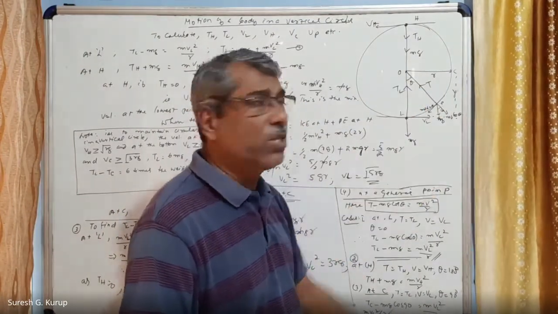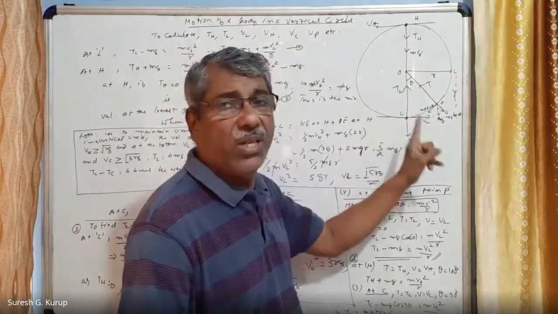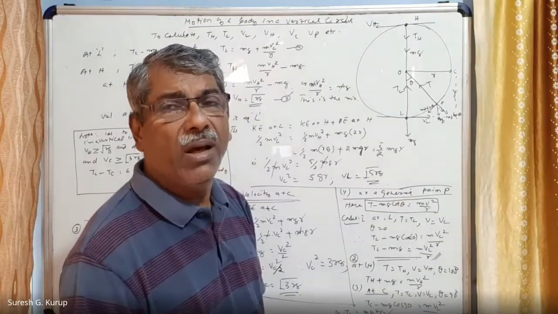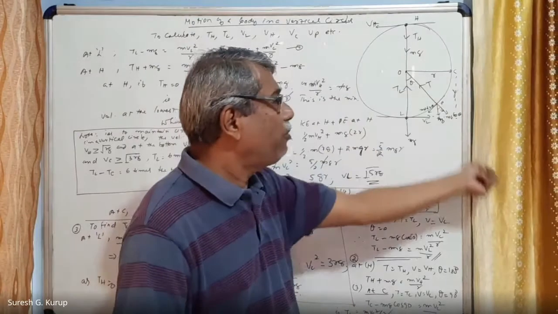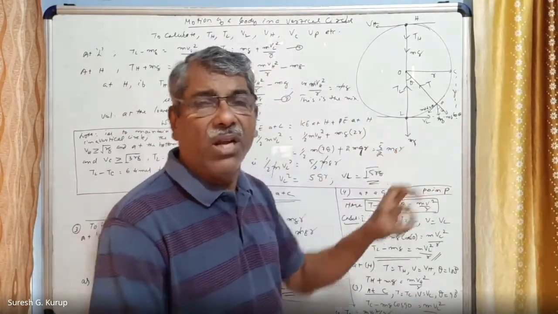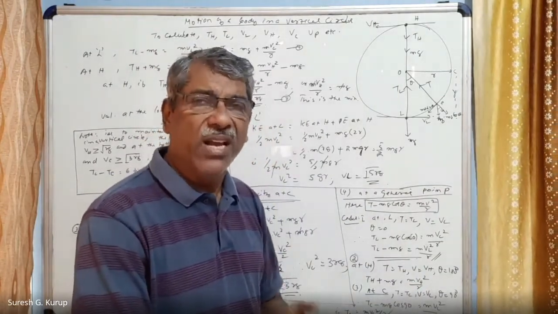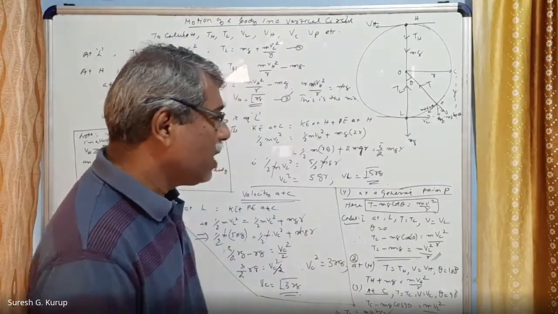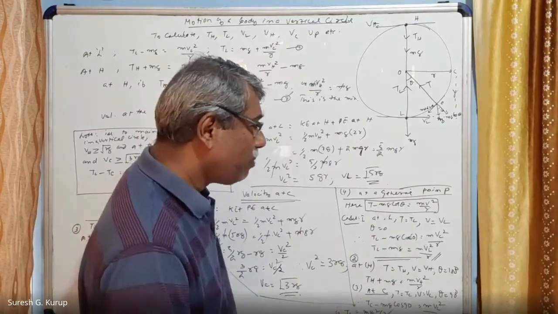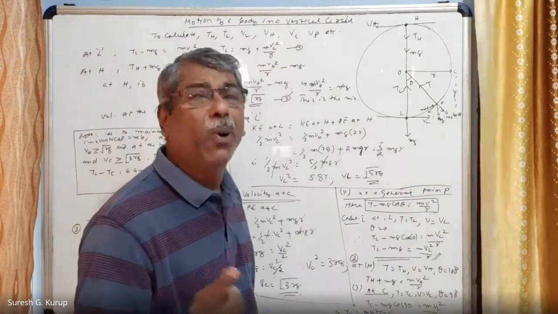Along the radius, the forces acting are T and mg cos theta. T is toward the center and mg cos theta is away from the center along the radius. Therefore, the resultant force acting on the body that will provide the centripetal force is T minus mg cos theta. That is what it says. T minus mg cos theta is equal to mv square by r. So this relation is a general expression for every point.